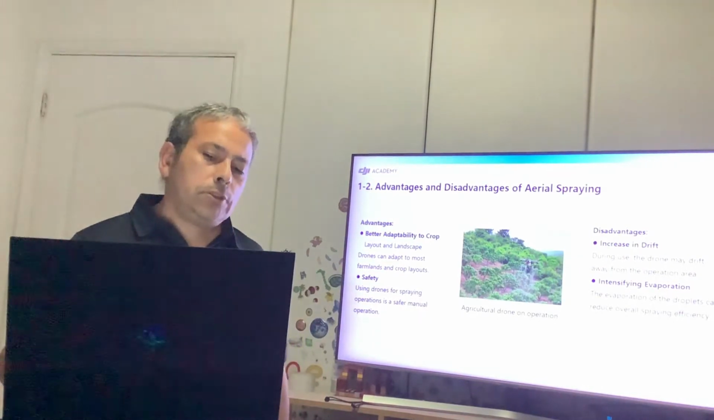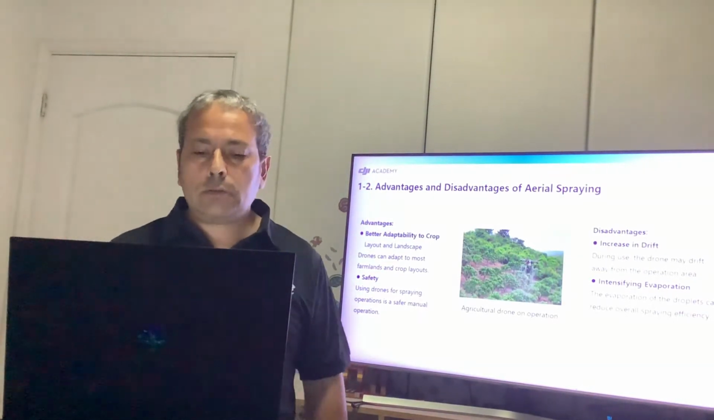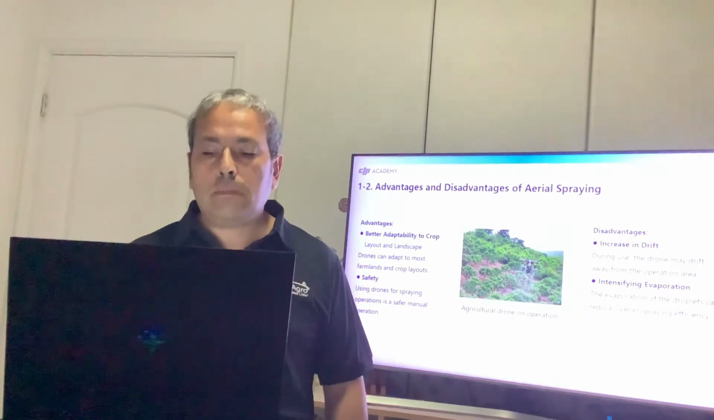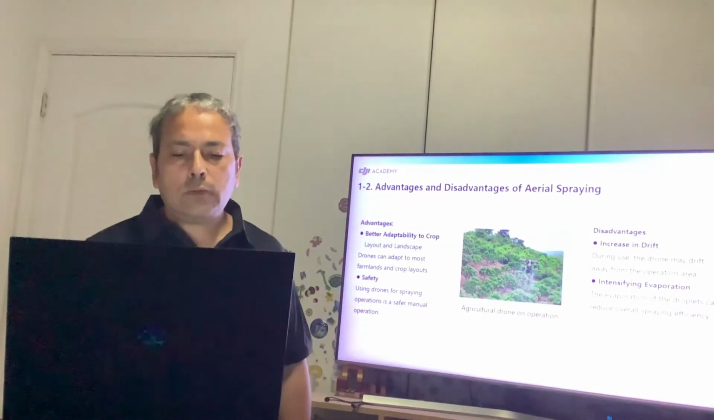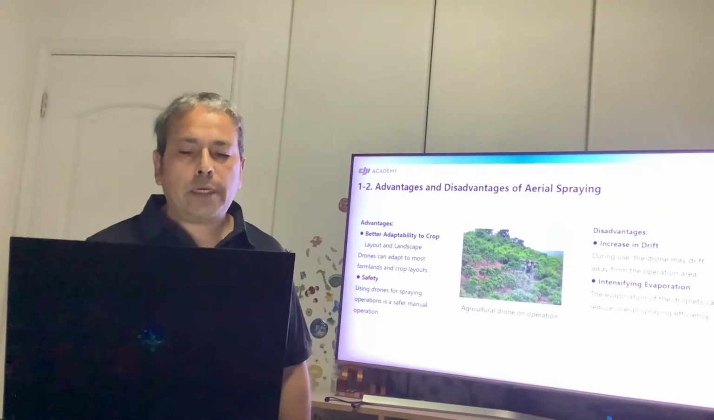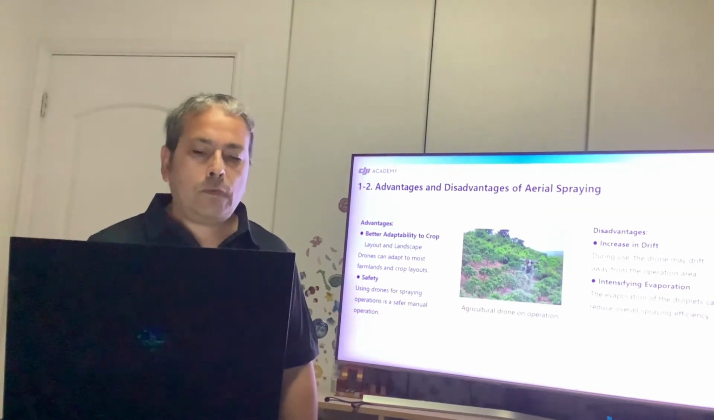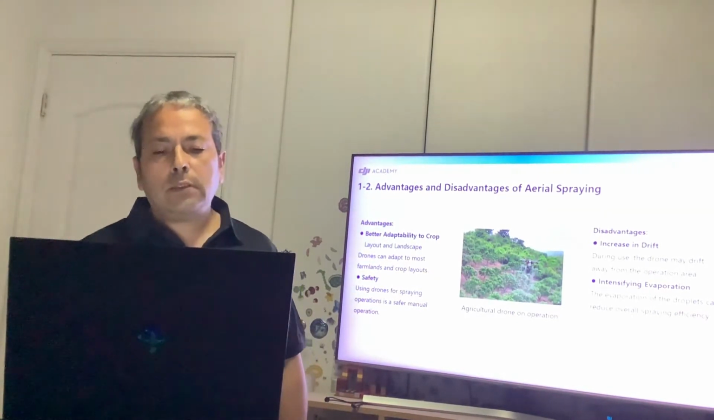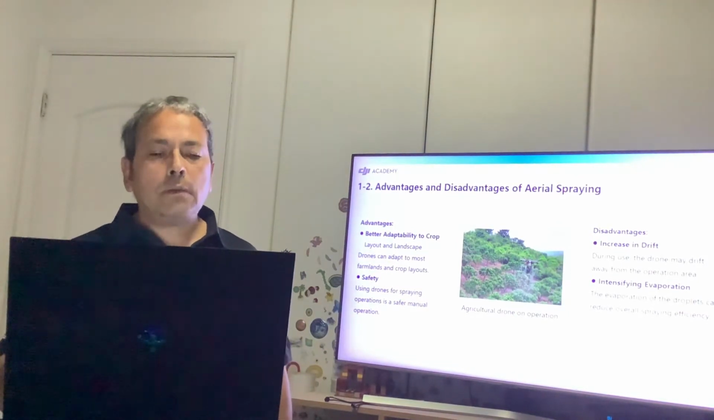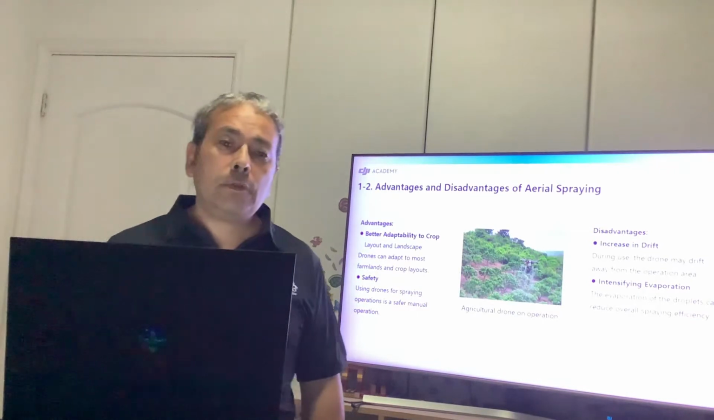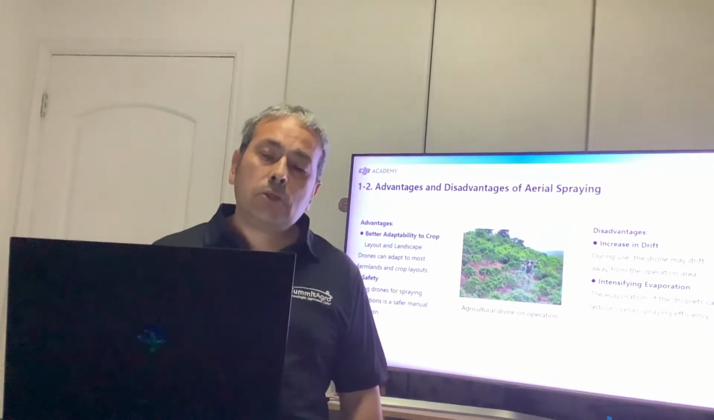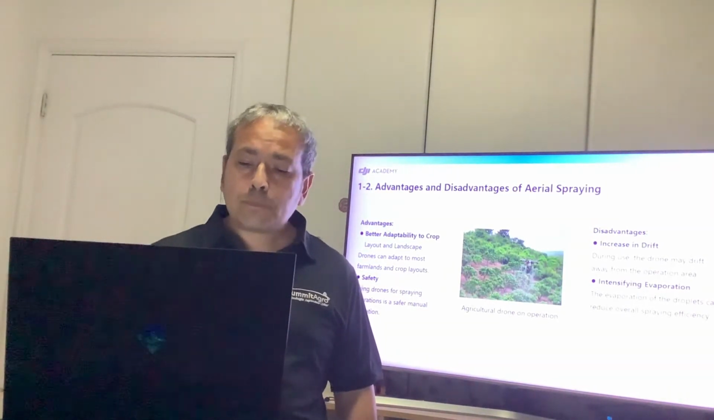And also, since there is isolation between the aircraft and the human being, it is safe to use remote control to control the aircraft to spray. And for the disadvantage, it may bring drift to the crops, and it may bring evaporation to the crop if the temperature is too high.